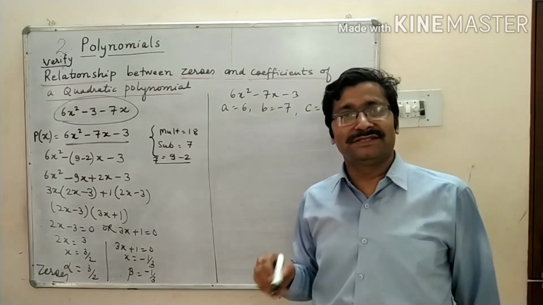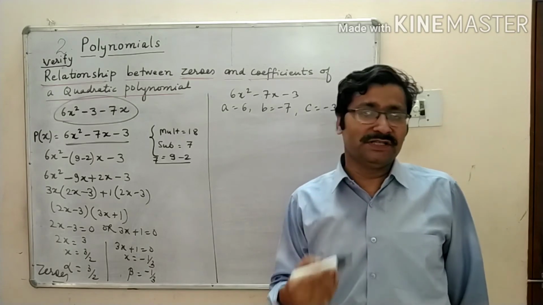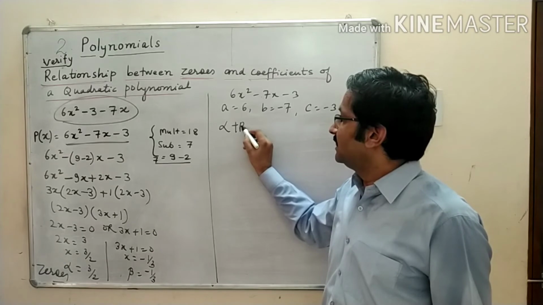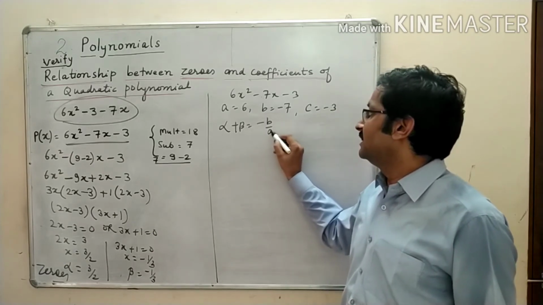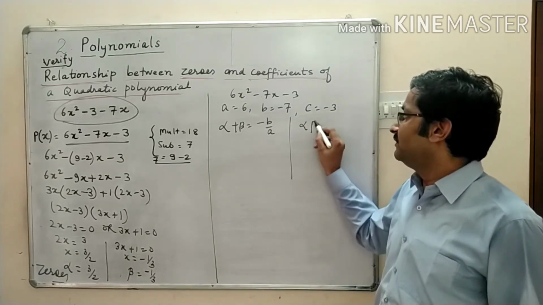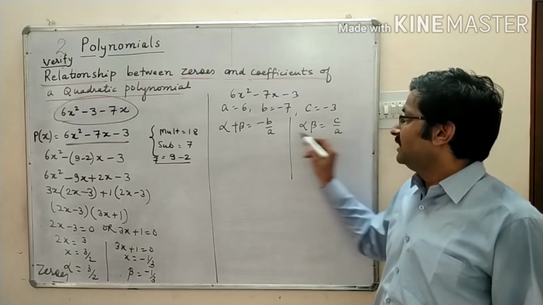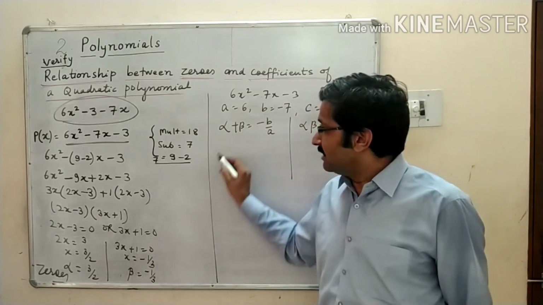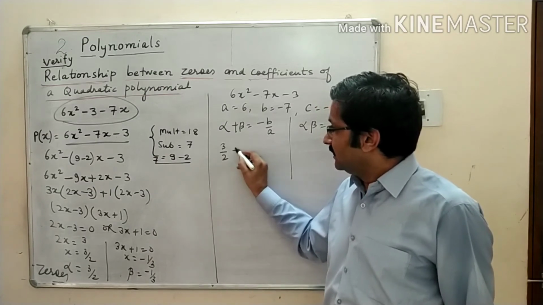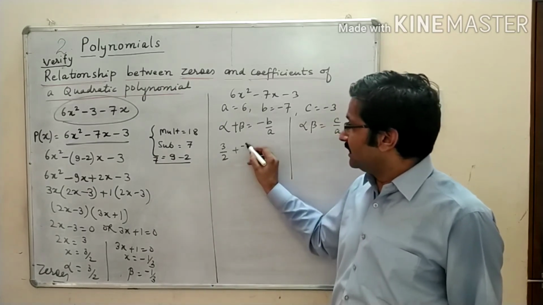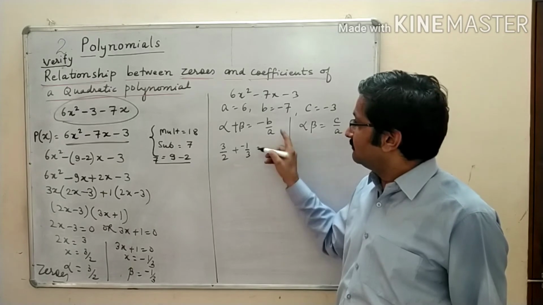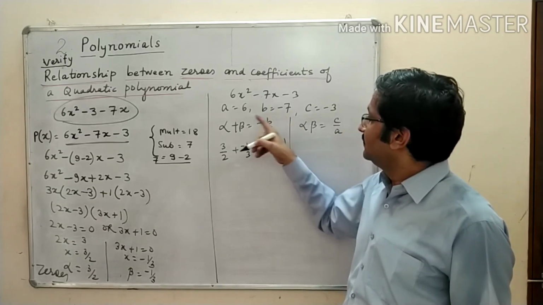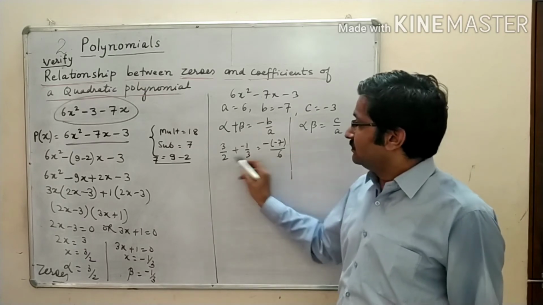And now you have to verify the relations. What the relations are, you know already. The first relation is alpha plus beta equal to minus b by a. The second relation is alpha into beta equal to c by a. Alpha plus beta: alpha we know already, alpha is 3 by 2, and beta is minus 1 by 3. And minus b means here minus of minus 7, upon a which is 6. So you will check this.